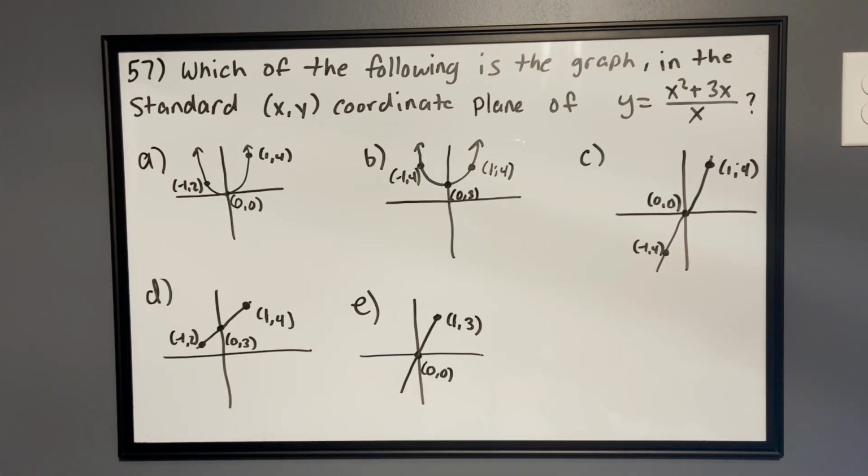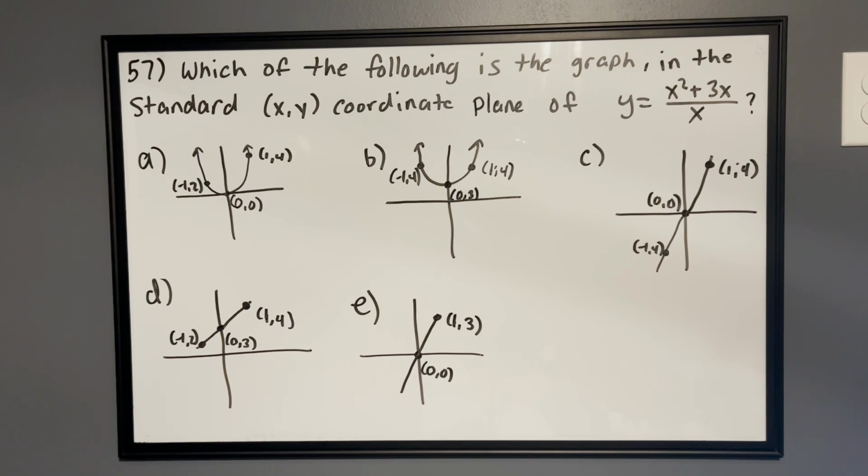All right, so here we have question number 57. It says, which of the following is the graph in the standard xy coordinate plane of y equals x squared plus 3x all over x? So you're looking at this and you probably have no idea how you're going to graph it, right? Because you see a quadratic equation in the numerator and you see a linear thing in the denominator, and you would need to divide, and it looks really complex.